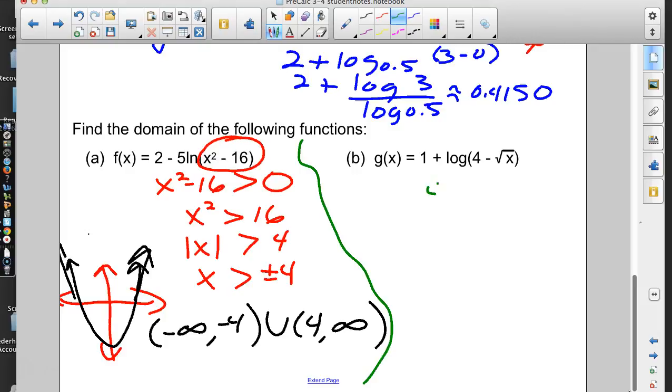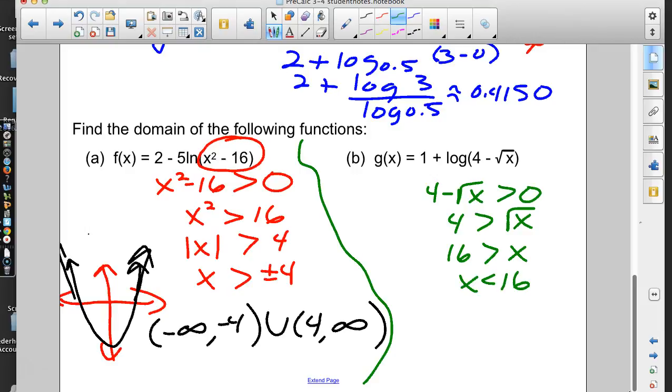4 minus the square root of x. That's what we're interested in. We want to know where is that going to be greater than 0. So a couple ways to do it. You could add the square root of x to both sides. That way you're not going to have to divide by a negative if you didn't want to. And then we'd have to square it, realizing, of course, that every once in a while that produces an extraneous solution. So if I turn this around, it's going to say x is less than 16.